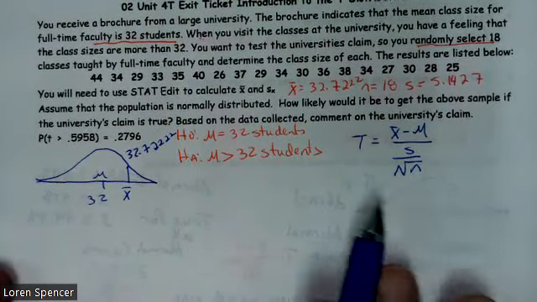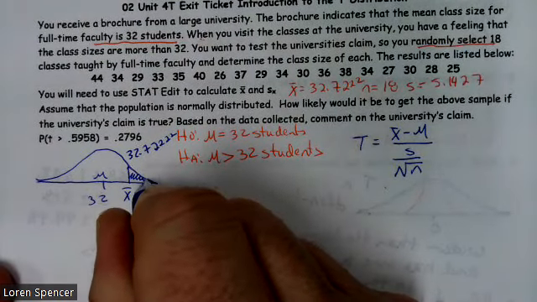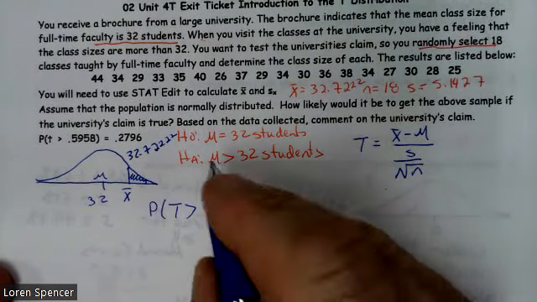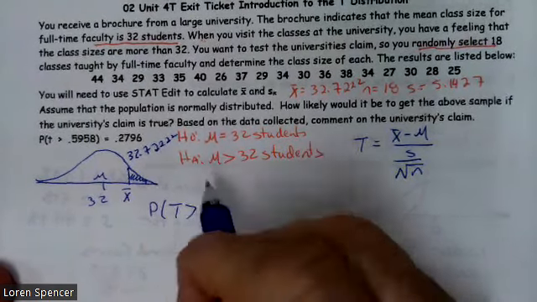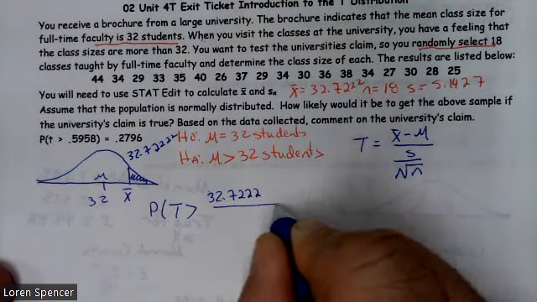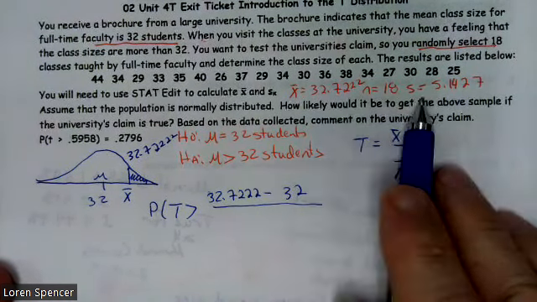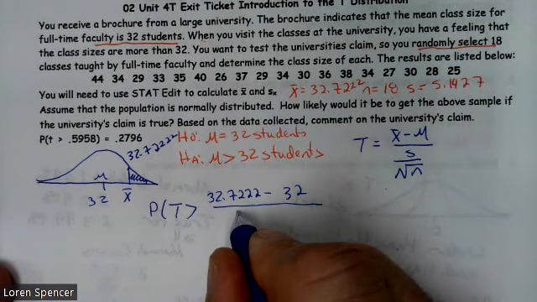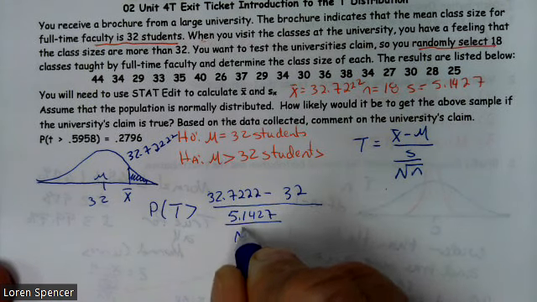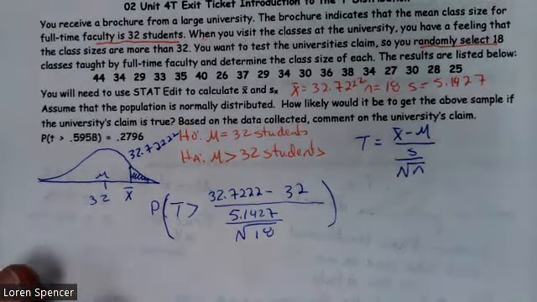So now that I have that, I can go ahead and plug into the formula. So I want the probability that t is greater, because you believe that it's more. And the x bar that we're plugging in is 32.722 minus their claim of 32. We had a sample standard deviation of 5.1427, and we had a sample size of 18. All right, so there we go.